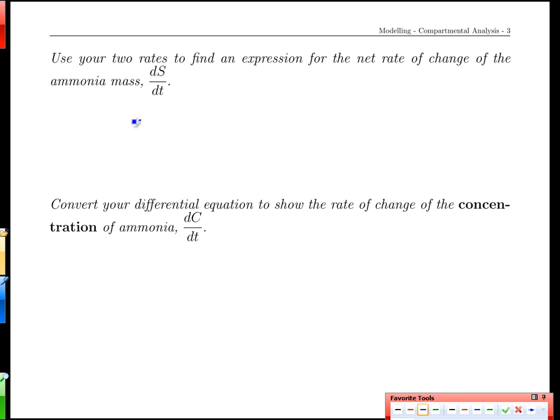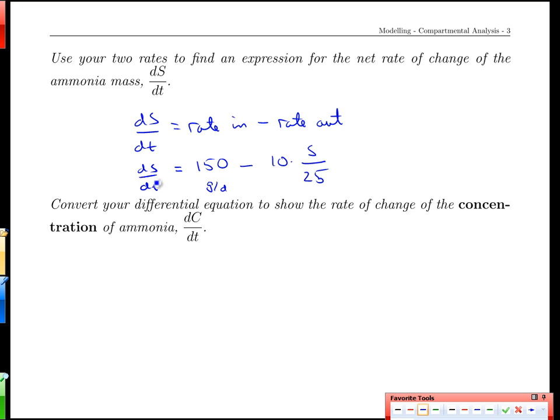The nice thing about having done all that work is we can now come in to get a net rate. The amount of ammonia in the tank is going to change over time. That's the rate overall. How is it going to be dictated? It's going to be the rate in minus the rate out. That'll be the net rate of change. And we already found that the rate in was 1,500 grams per day. And we just found out that the rate out was 10 times S over 25. And it's S of t, but once we get into differential equations, we often drop the bracket t because it just gets too long and tedious if we know that S is something that changes with time.